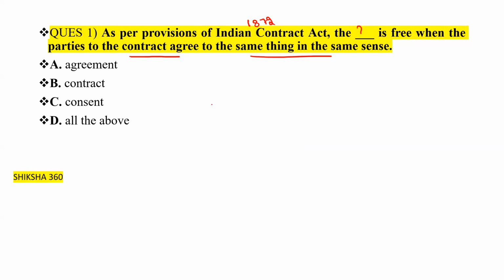As per the provisions of the Indian Contract Act, the consent is free when the parties agree to the contract to do the same thing in the same sense. So option C is the correct answer, that is the consent. Now let's move to the next question.